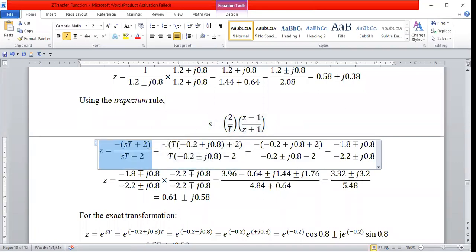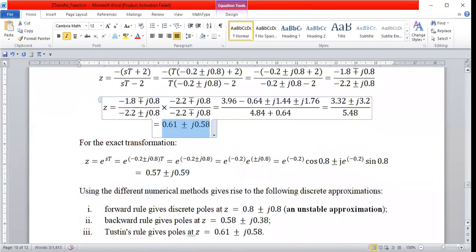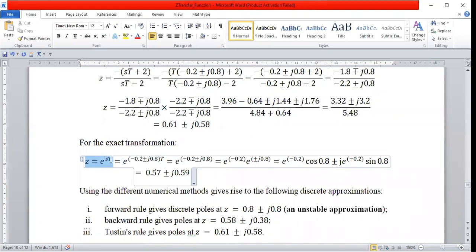Then you put in the values. I will not explain it. It's just maths. You're going to get this. So when the class is over, you can just go over the mathematics. So for the trapezium rule, you get this. Then you know you have to get the exact approximation. So for the exact approximation, you simply use this.